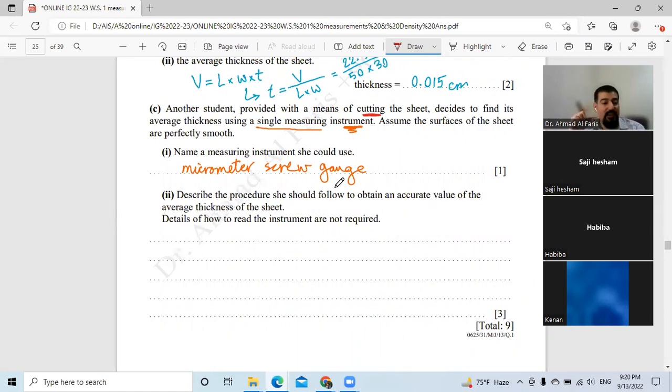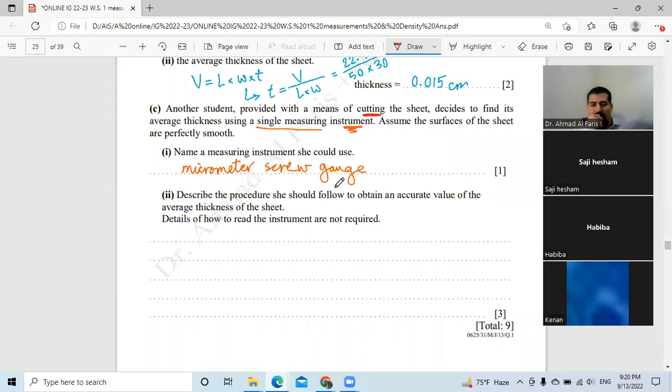Exactly, I can put not 50, 100 sheets. 150 sheets is very thick. I can put 10 sheets, okay, and use the micrometer to measure the thickness. Then I divide by 10, right? Good. Why are there 3 marks? I mentioned only 2 pieces of information: measure the thickness of 10 sheets, then divide by 10.